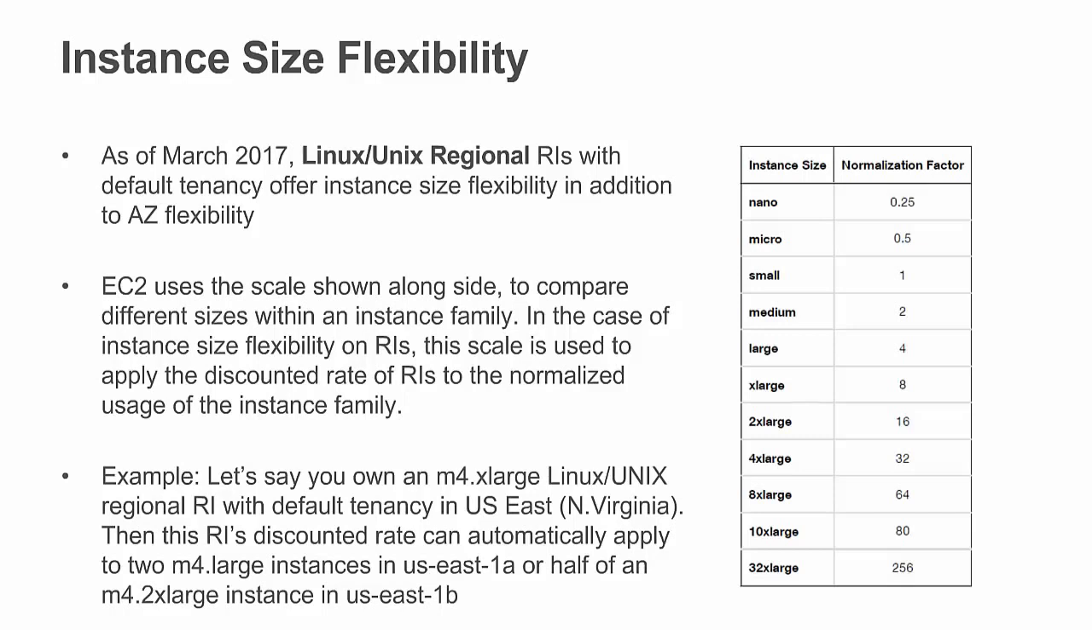So for example, let's say you own an M4 extra large Linux RI which applies to the US East region. This is a regional RI and it provides AZ flexibility and instance size flexibility. Therefore, this RI's discounted rate can automatically apply to two M4 large instances in the US East 1A AZ or half of an M4 2 extra large instance in the US East 1B AZ.